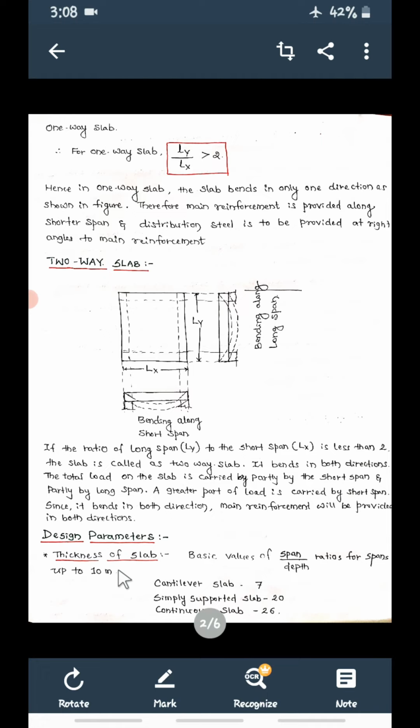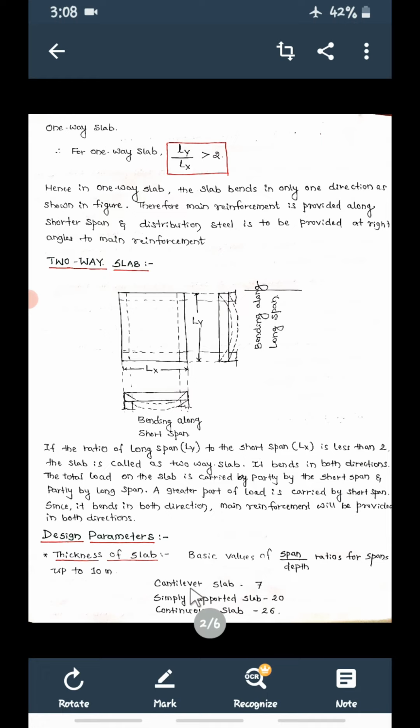So how to initially assume the thickness of slab? The same formula holds good, the same criteria we are going to consider. We have to consider effective span by effective depth, the span by depth ratio, for spans up to 10 meter. Already this table we know. In beams, for a cantilever beam we have taken 7, for a simply supported beam span by depth ratio 20, and for a continuous beam 26.